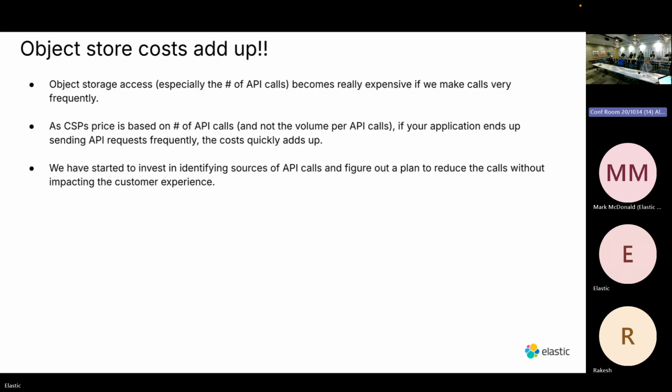And at the same time, going back to the latency question, one of the ways we could do that is if we batch multiple requests and push the data in a single API call, but then that adds latency to the customer experience as well, right? So this is one thing that's very difficult to contain, because this is where the CSPs take away all the money from you. That's where we have started to invest in identifying whether there are any sources of API calls where we can reduce the calls without impacting the customer experience. Could we batch it? Could we do something more explicitly? Could we do something more intelligently, right?